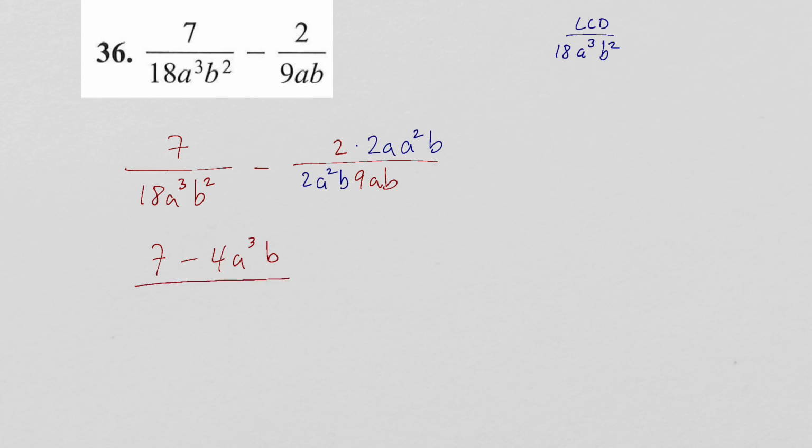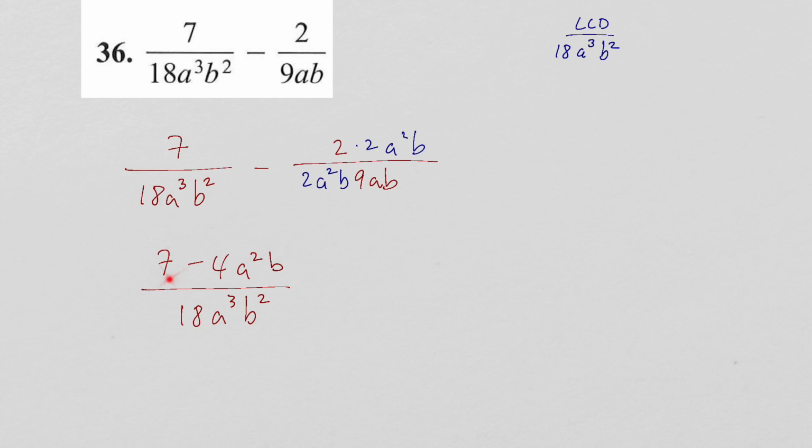Oops, what did I do here? Excuse me, I made a mistake on the numerator. We're multiplying by 2a squared b. That's going to give us a 7 minus 4a squared b all over 18a cubed b squared. And these are not like terms, so this is just going to be our final answer.